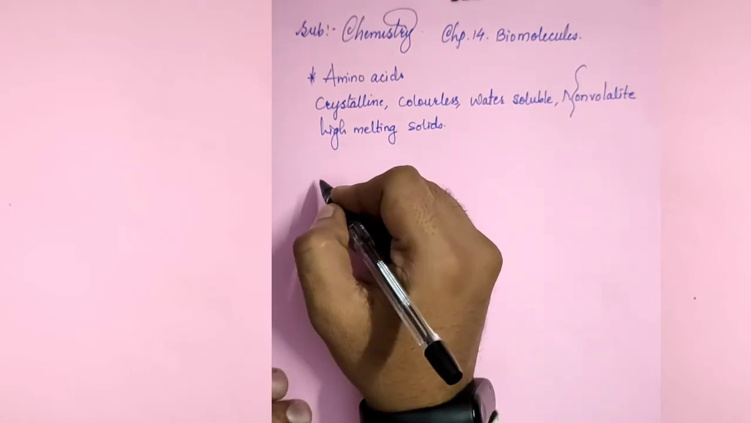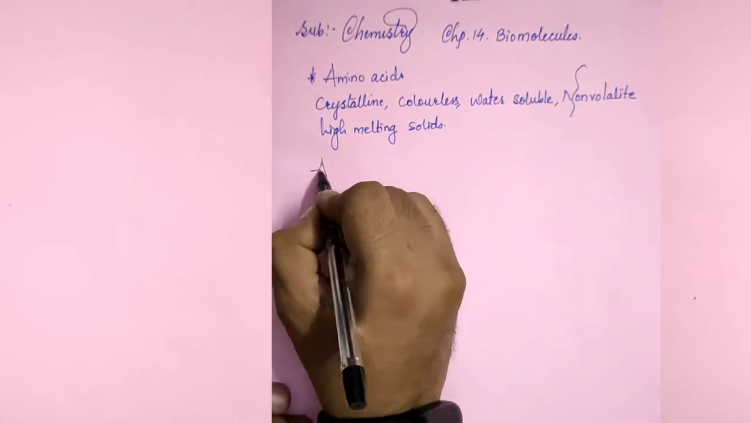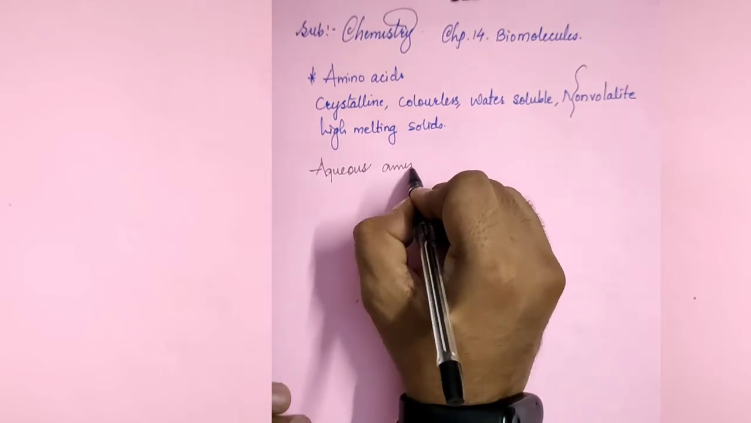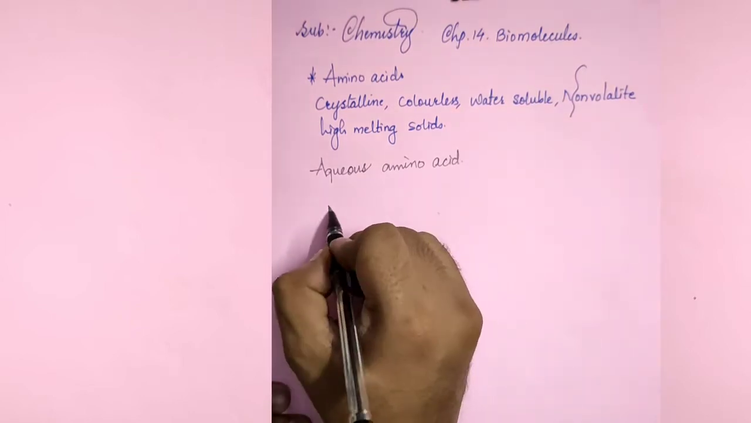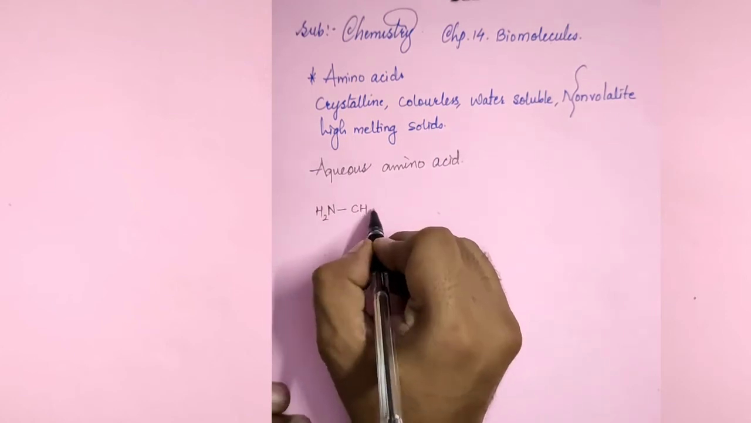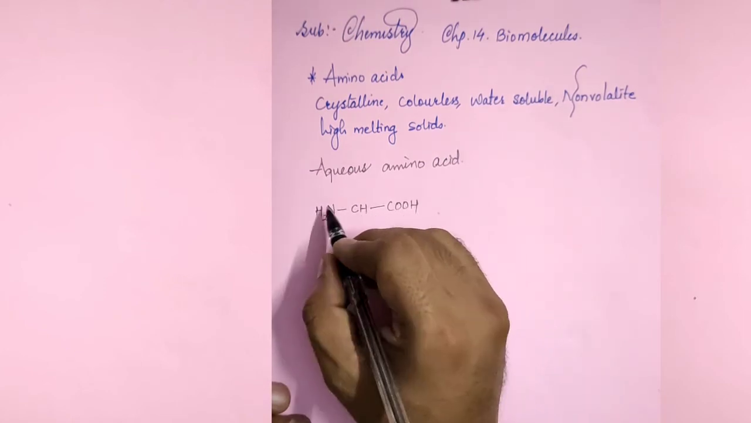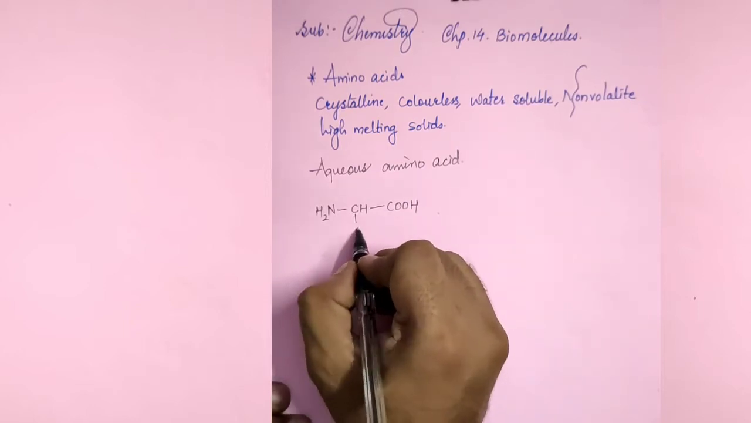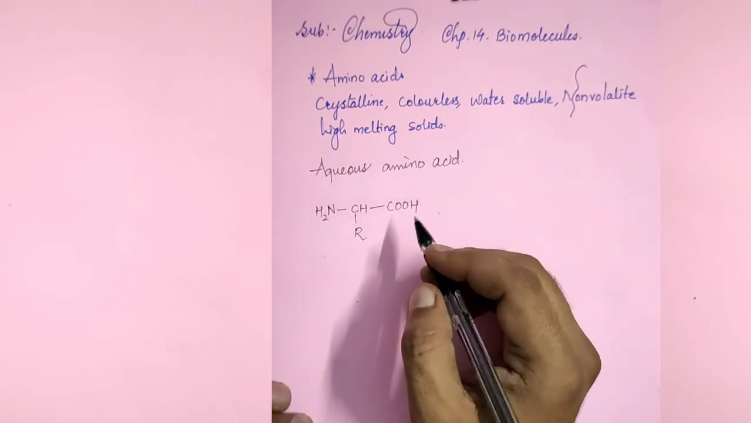Now we will see the behavior of aqueous amino acid. What happens when amino acids are added into the water? Structure of amino acid we know very well now. NH2 bond. This is alpha carbon atom where COOH acidic functional group is attached, and amino group attached to an alpha carbon is said to be an alpha amino acid, and this R group is always getting replaced by hydrogen and methyl and other substituent.